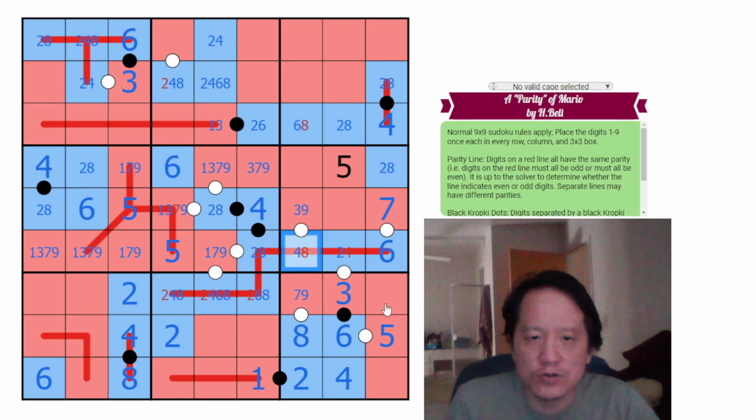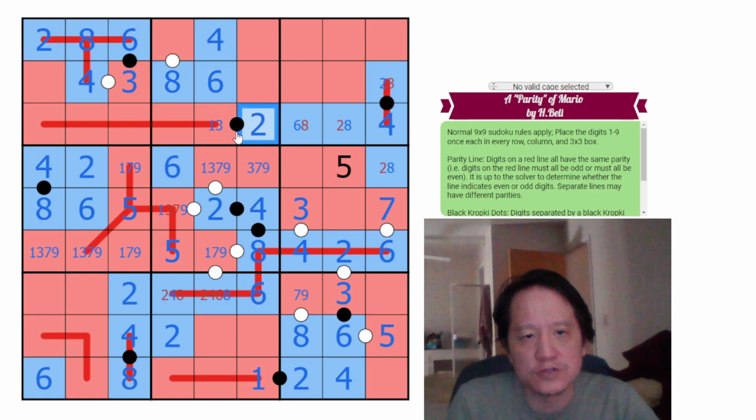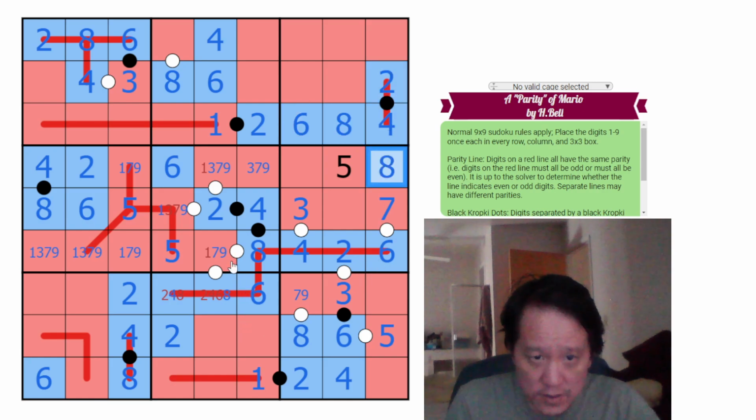This can't be 4, so this is 4. This is 2. This has to be 3 then. This is 8. This is 6. This is 2. This is 8. This is 2. This is 4. This is 8. This is 2. 4, 8, 6. So this is 2 and 1. This is 6. This is 8. This is 2. This is 8.